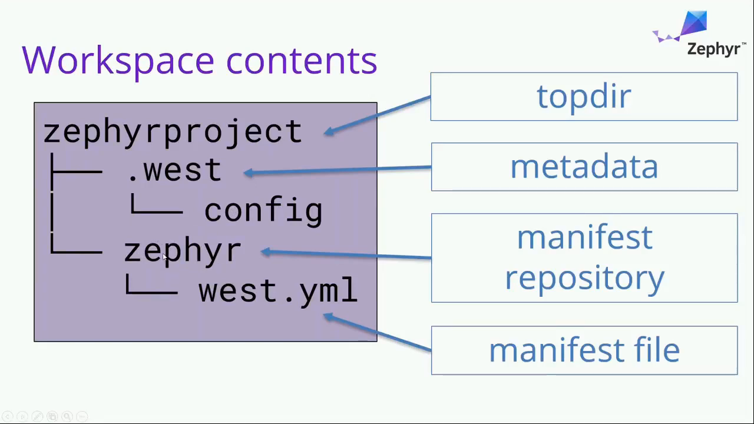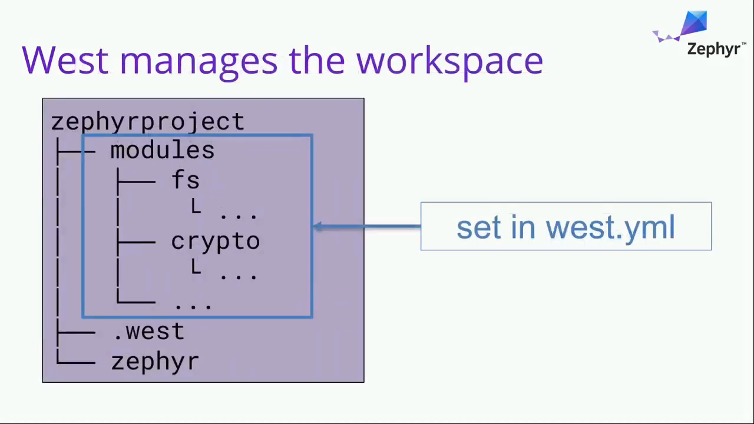Now, the reason why this is special is because it contains a manifest file, which in this case is west.yaml. Manifest files tell West what other Git repositories should be part of the workspace. A fully populated Zephyr workspace will contain additional repositories, which West is going to clone according to configuration in west.yaml. Now, in particular, modules are a really important part of any Zephyr workspace. A module is a library of third-party code with Zephyr integration. That can include things like file system support, vendor HALs, cryptography libraries, etc.